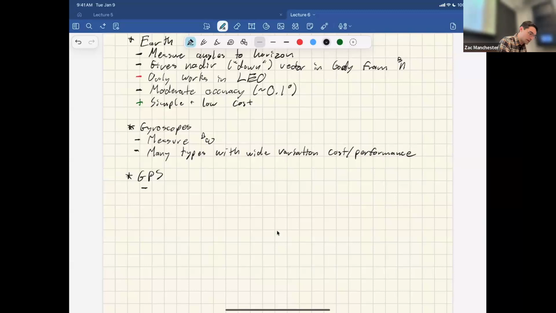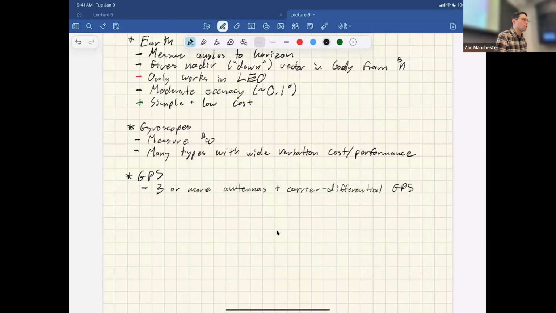So let's try to draw this. You need three or more antennas, and you do what's sometimes called carrier differential GPS, also known commercially as RTK, which is what they call it for surveying. You can buy these things on SparkFun now. They're extremely accessible. And what these get you is what we'll call baseline vectors.